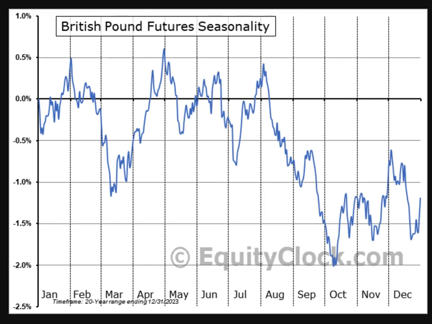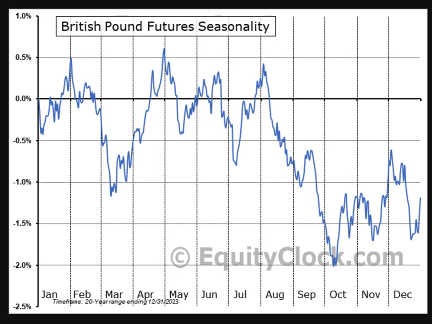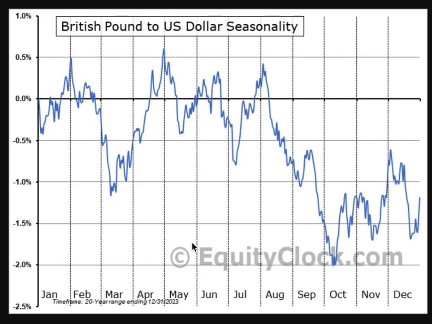This is what I switched to now, British pound futures seasonality. So this is the futures market for British pound. This is the seasonality of the futures market. And what you would have noticed is that the heading changed, but the information on the chart didn't. I'll go back and forth through it. There's very little change. So using this one chart on its own, British pound to US dollar seasonality, it would give you a slight advantage, but this is where the magic happens.